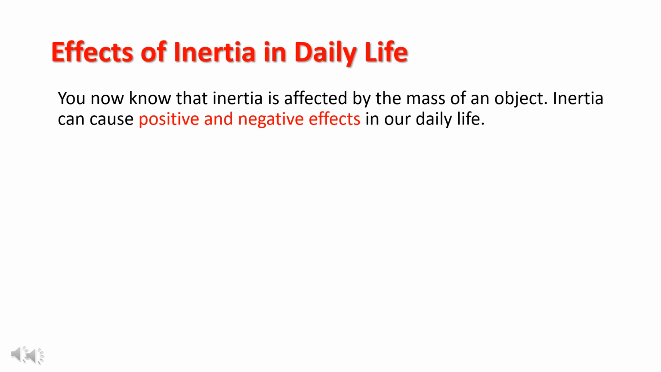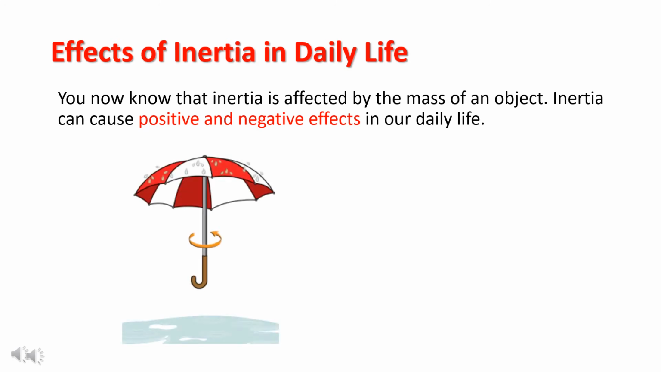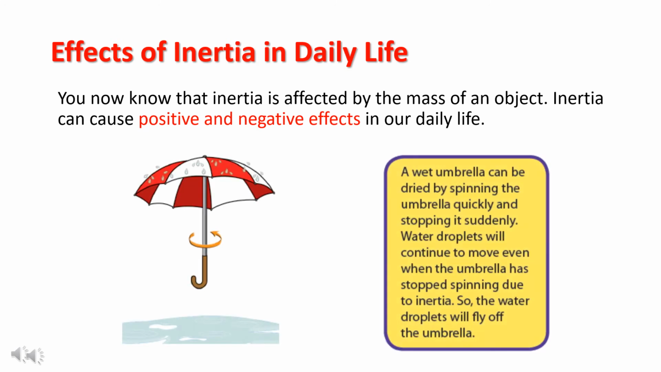Let's observe some effects of inertia in our daily life. A wet umbrella can be dried by spinning the umbrella quickly and stopping it suddenly. Water droplets will continue to move, even when the umbrella has stopped spinning due to inertia. So, the water droplets will fly off the umbrella. Inertia can cause positive and negative effects in our daily life.